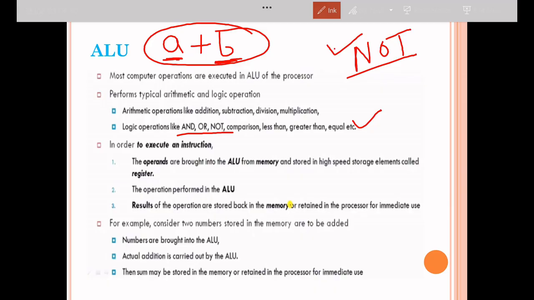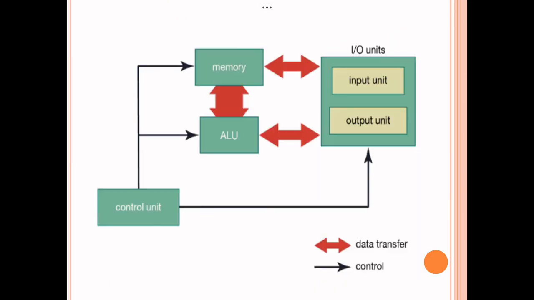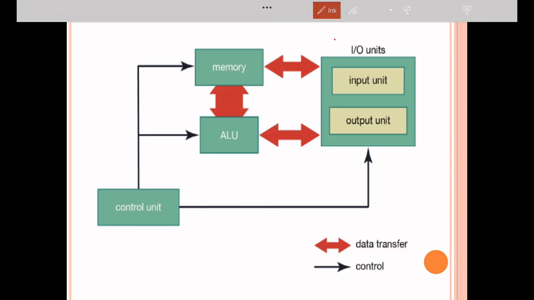Okay, this is a diagram of how the computer is performing. Next we will discuss how the program is working. This structure, this diagram, you have to write in your exam, CAT exam, semester end exam.